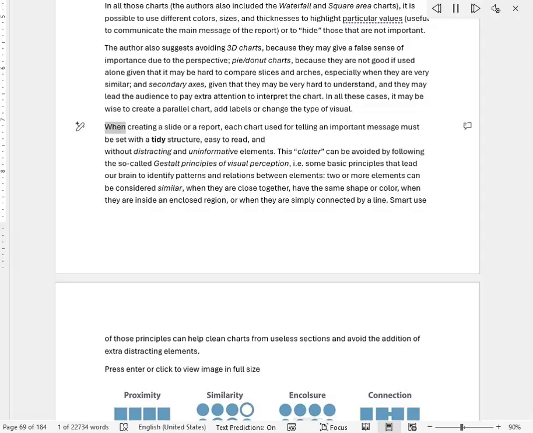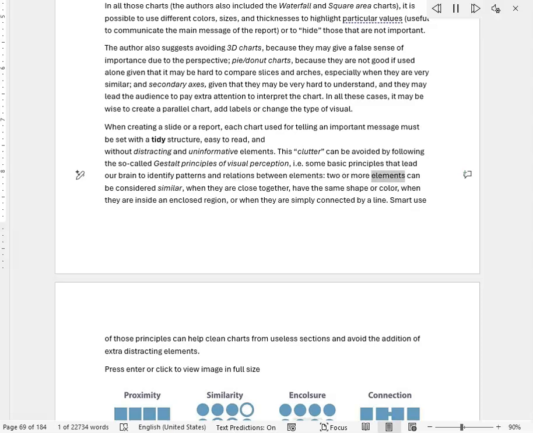When creating a slide or a report, each chart used for telling an important message must be set with a tidy structure, easy to read, and without distracting and uninformative elements. This clutter can be avoided by following the so-called Gestalt principles of visual perception, i.e., some basic principles that lead our brain to identify patterns and relations between elements.